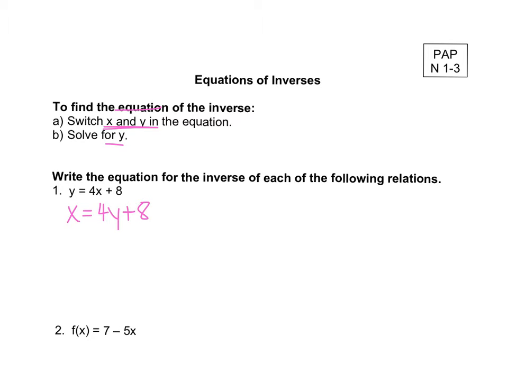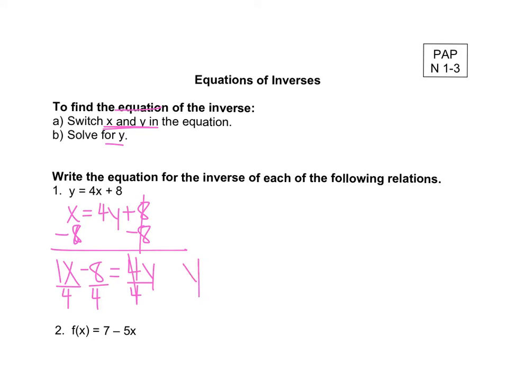Make sure you don't take the 4 with the x. You're just replacing your y with x and your x with y. So once we switch x and y, we're going to get y by itself. So subtract 8. You have x minus 8 equals 4y. And then you're dividing everything by 4. In front of x, there's a 1. So you should have y equals 1/4 x minus 2.